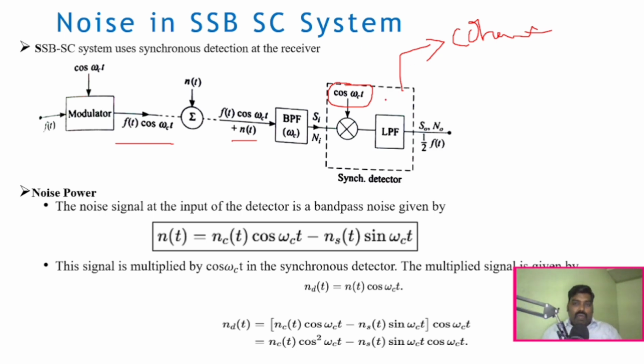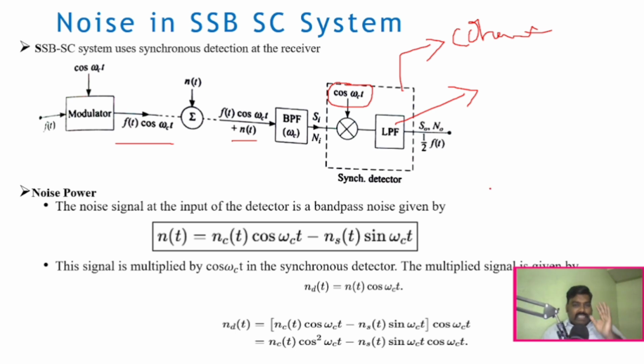Now in this detector, after the product modulator, you multiply the carrier signal with this particular signal, and then it is sent to the low pass filter, where it will allow only the low frequency components and remove all the high frequency components. From that, we are able to obtain the original message signal, the original SSB-SC signal.